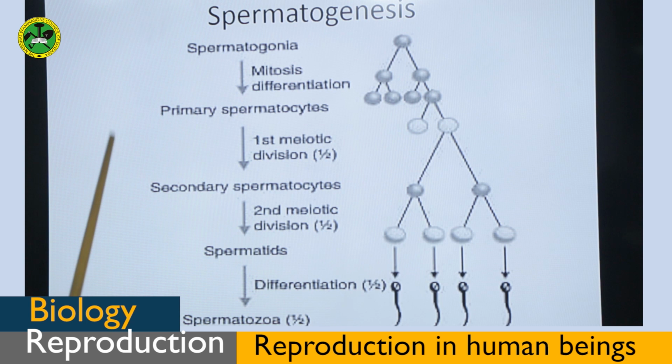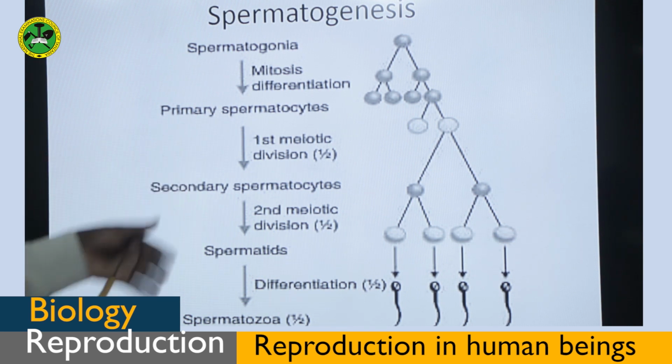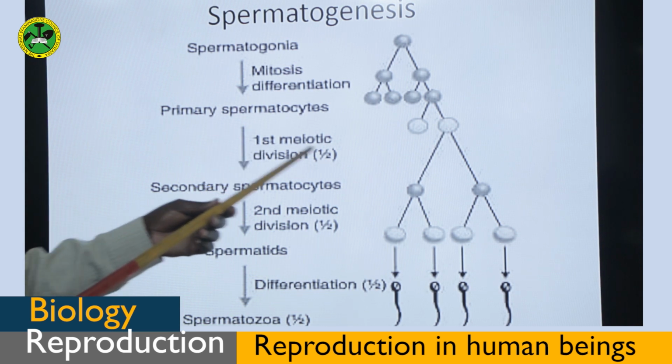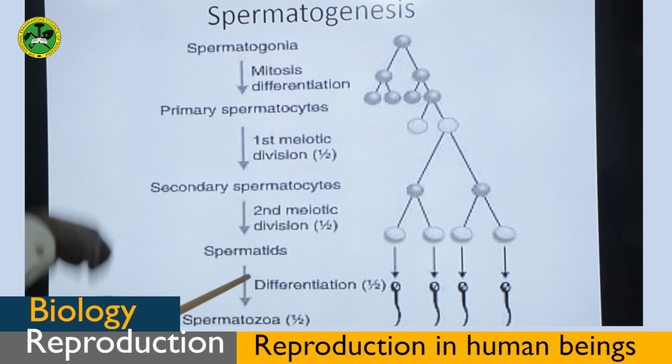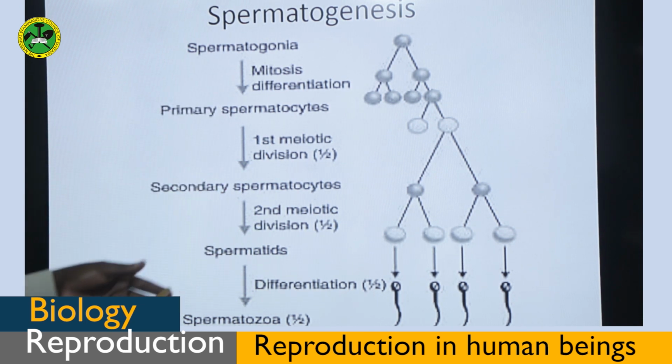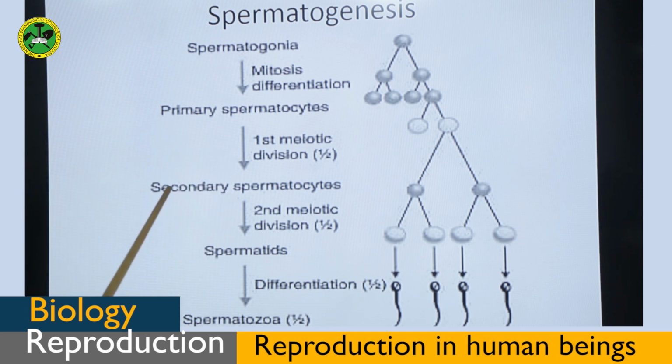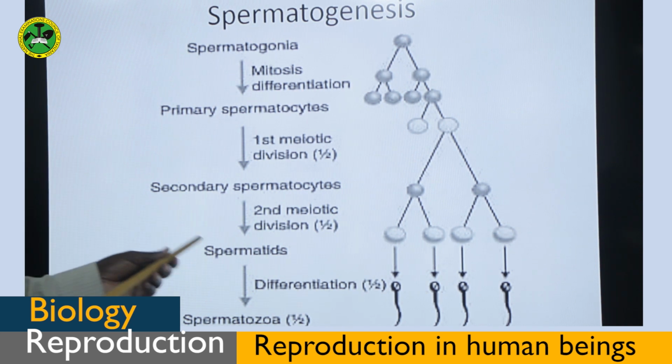Just to remind you that you have the spermatogonia, the primordial germ cells in the seminiferous tubule, undergoing mitosis. This mitosis produces the primary spermatocyte. The primary spermatocyte undergoes meiosis 1, as you can see here. This division indicates the reduction of the diploid number of chromosomes to the haploid number, producing the secondary spermatocyte. The secondary spermatocyte undergoes the second meiotic division, another reduction phase, producing the spermatids.